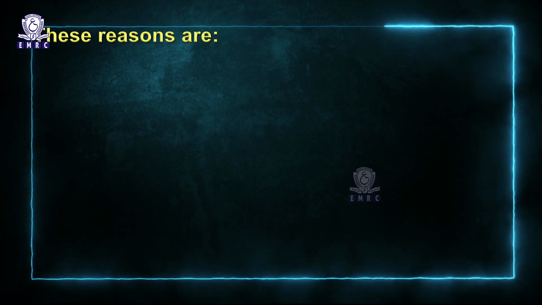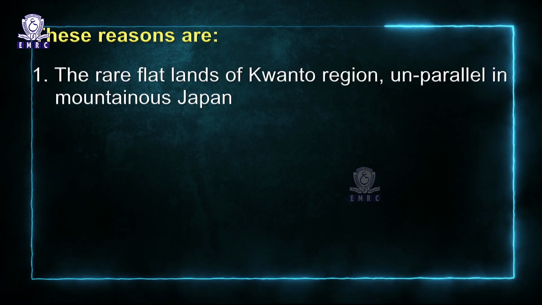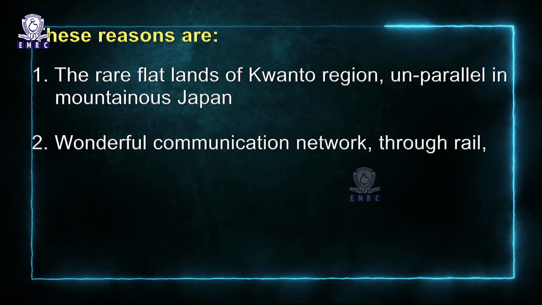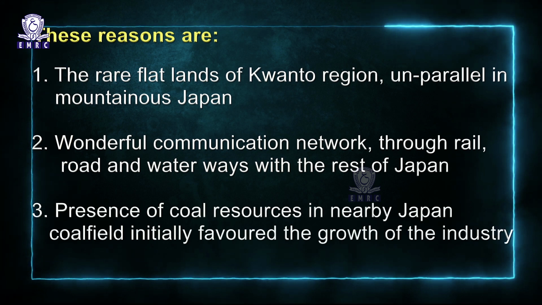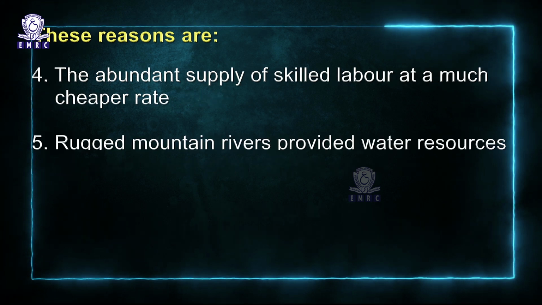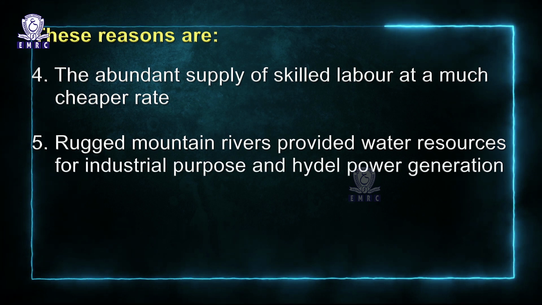The oldest and most productive Tokyo-Yokohama industrial region possesses some distinct relative advantages over the other industrial regions of the country. You may be thinking, what are these reasons? So, the first reason is the rare flatlands of the Kwanto region, unparalleled in mountainous Japan. Second is a wonderful communication network through rail, road and waterways with the rest of Japan. The third is the presence of coal resources in nearby Japan. Coal fields initially favored the growth of industries. Another reason is the abundant supply of skilled labor at a much cheaper rate. Next reason is that rugged mountain rivers provide water resources for industrial purposes and hydel power generation.